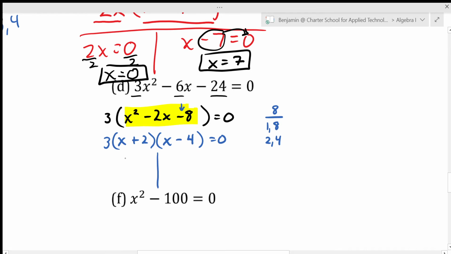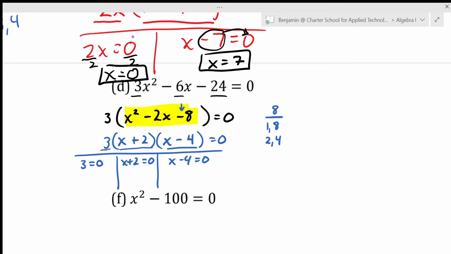Then I do my t-chart, but there are 3 answers because there's 1, 2, 3 factors. So if I put down 3 equals 0, that x plus 2 equals 0 and x minus 4 equals 0. If I'm thinking about it logically, 3 does not equal 0, so that's actually thrown out. We don't have to worry about that. It doesn't make any sense if there's no variable right there.